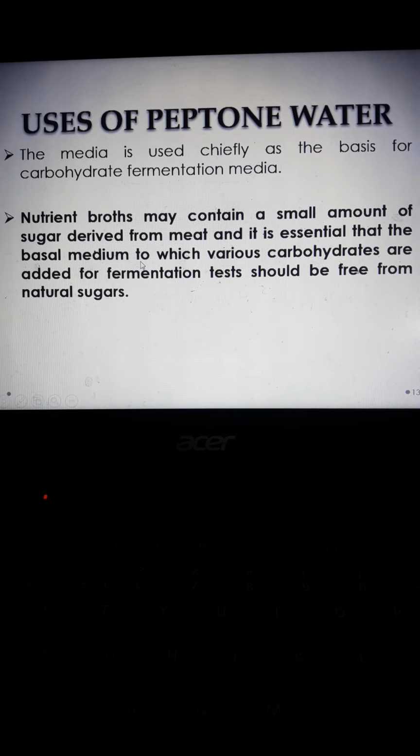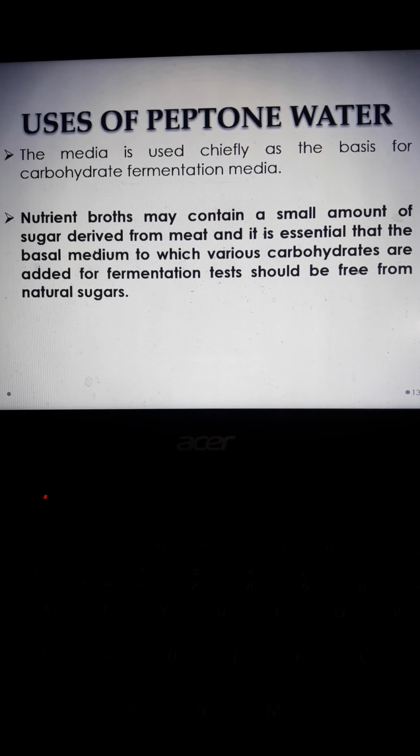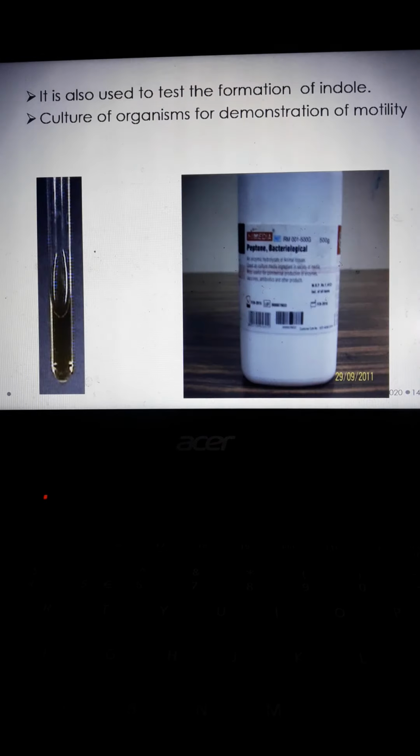It is essential that the basal medium to which various carbohydrates are added for fermentation tests should be free of natural sugars. Okay? Ano yung mga different natural sugars that are present? Example, yung mannose, natural sugars yan. So, free from natural sugars, kasi kung may mga natural sugars, may tendency na it will hinder the fermentation process.